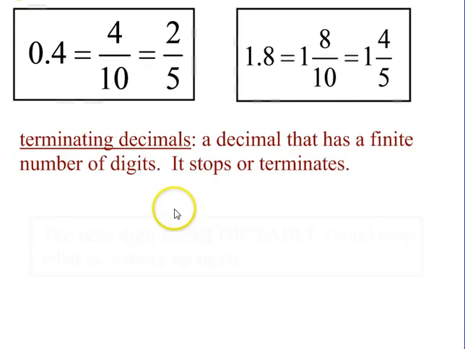Let's take a look at a different type. They're called terminating decimals. It means 0.4. It terminates. It stops right at 4. Right? This is 4/10. That can be reduced to 2/5. So the fact that I can write it as a fraction tells me it's rational. 1.8, it stops. Doesn't go past that. It's 1 8/10 or reduced to 1 4/5. Regardless, either way, you have fractions. So therefore, you know that it is a rational number.